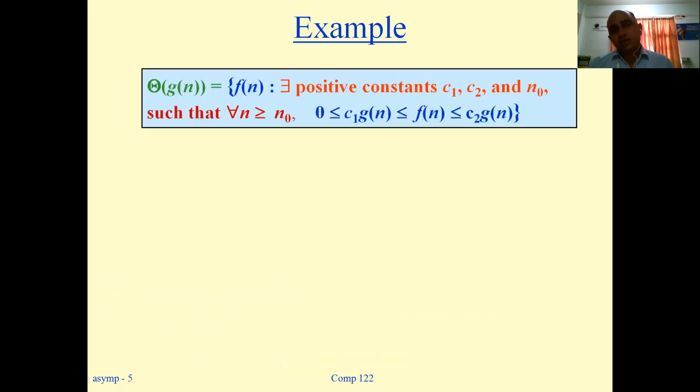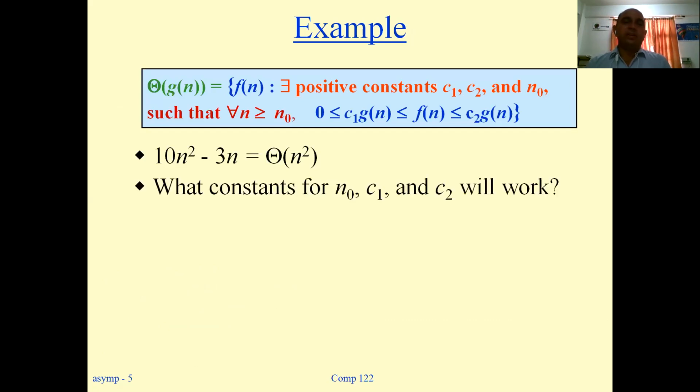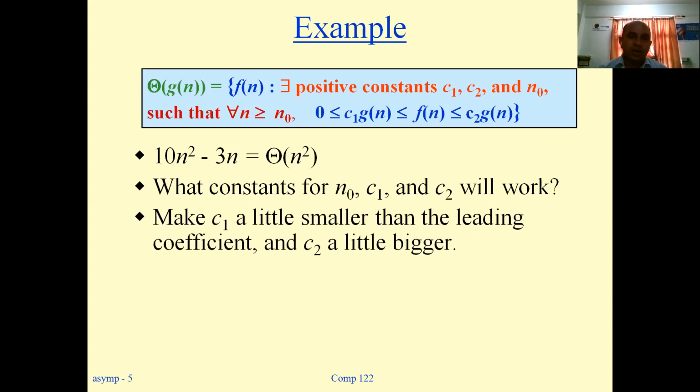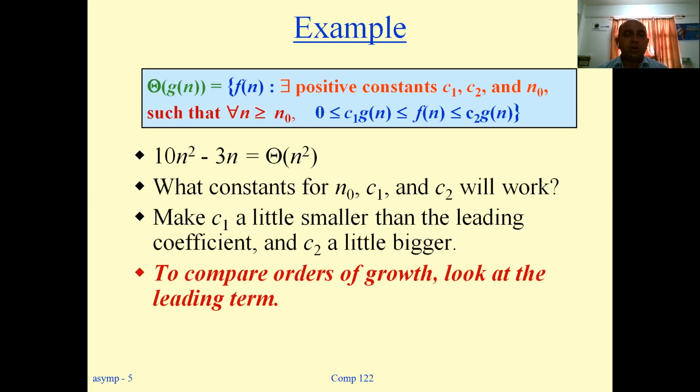Now we have to understand this with an example. Suppose we have an equation like this, n square upon 2 minus 3n. We can write this equation as theta n square. To show this, we have to prove that there exist some constants n naught, c1 and c2 that will work here. We have to find c1 as a little smaller than the leading coefficient and c2 a little bigger. So to compare order of growth, let's look at the leading term.